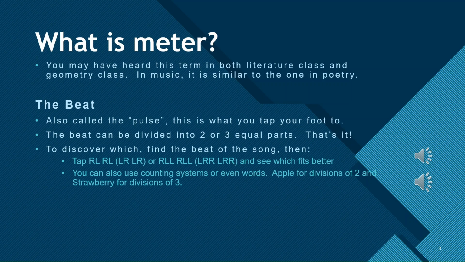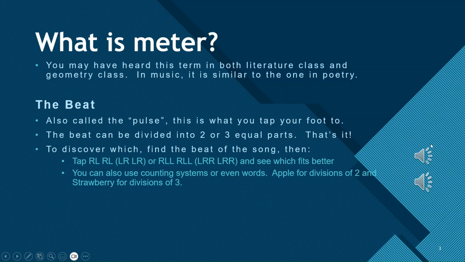To discover which, first of all, find the beat. You can do that by tapping your right hand and then adding the lefts in between. If that even subdivision is not working, add a second left in between: right, left, left, and see which of those groupings works. You can use counting systems, you can use words, whatever works for you.